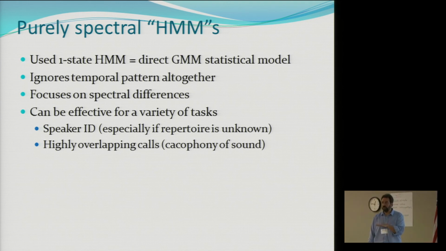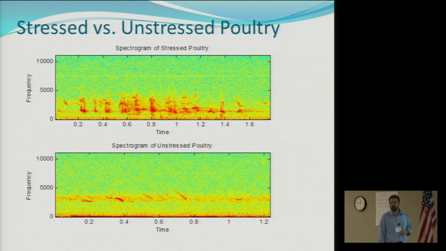In human speech, we don't actually use HMMs to do speaker ID. We use Gaussian mixture models because the average spectral patterns do just as well. So temporal information is ignored, and you're just looking at the individual speaker's average characteristics. That can work for a lot of different things. Here we were doing stressed versus unstressed poultry. And I assure you that in a chicken barn, there are so many vocalizations, you are not going to pull them out and do some kind of hidden Markov model on top of them. That is not going to function.